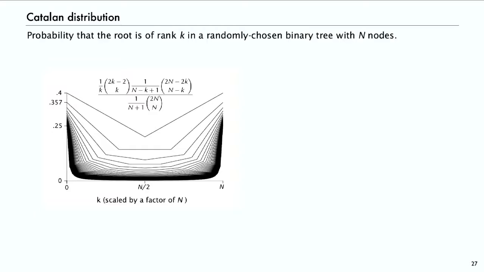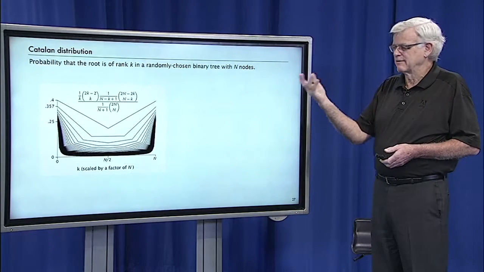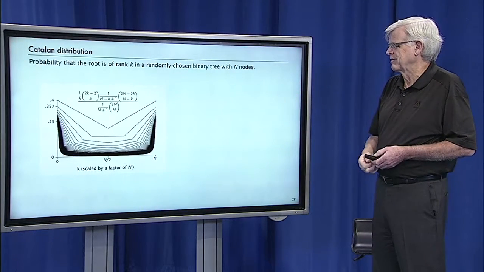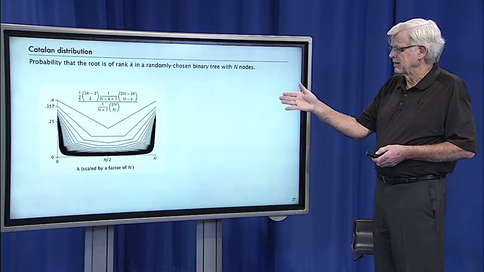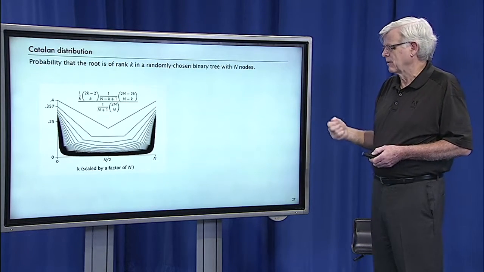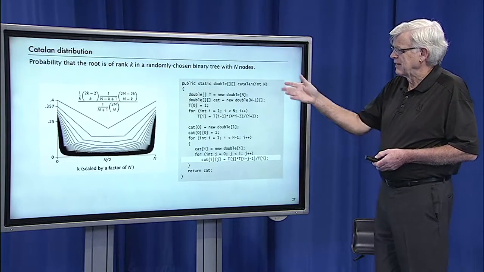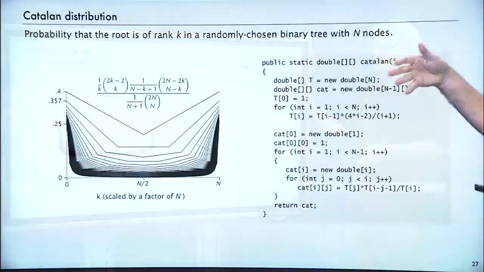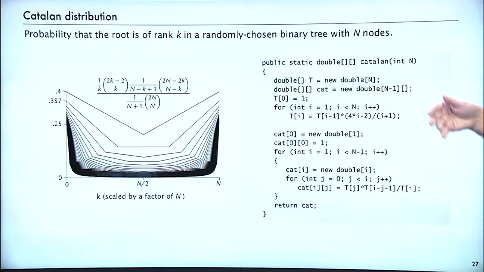Most of the weight is off on the edges, extremely close to the edges, in fact. So as n gets larger, the probability that the root is of rank n over 2 becomes exponentially small. And the probability that the root is the smallest or the largest actually is a quarter. So it's actually a pretty good chance that it's going to be unbalanced.